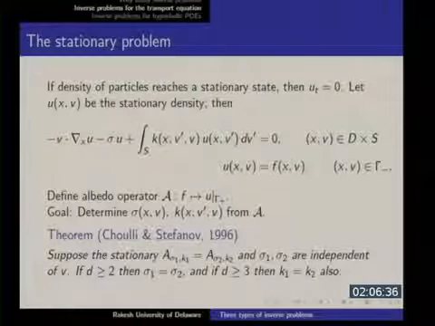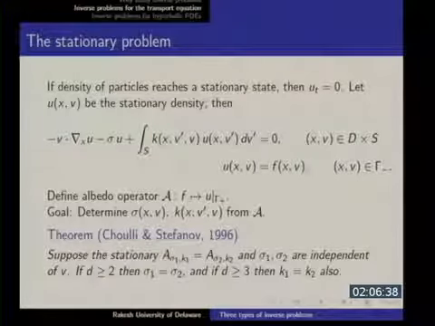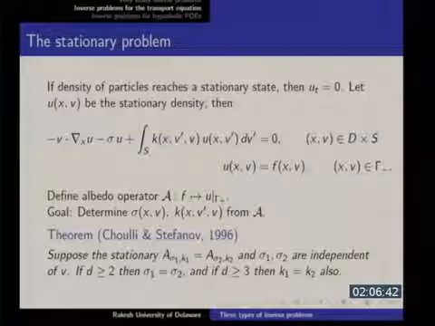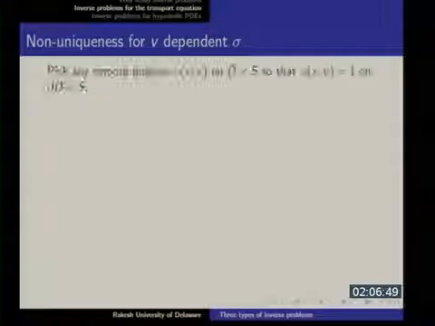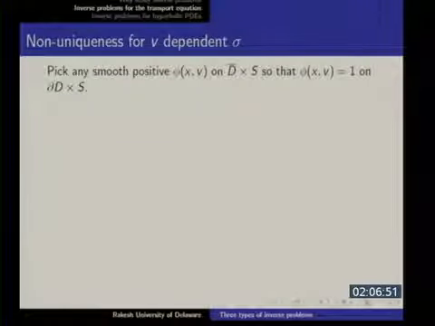Are there any results in which you can actually recover the absorption coefficient which depend on the direction? Right? Are there any results? At first glance, it seems that there are no results, because there is a non-uniqueness example. And this was constructed again in the paper by Stefanov and Uhlmann.